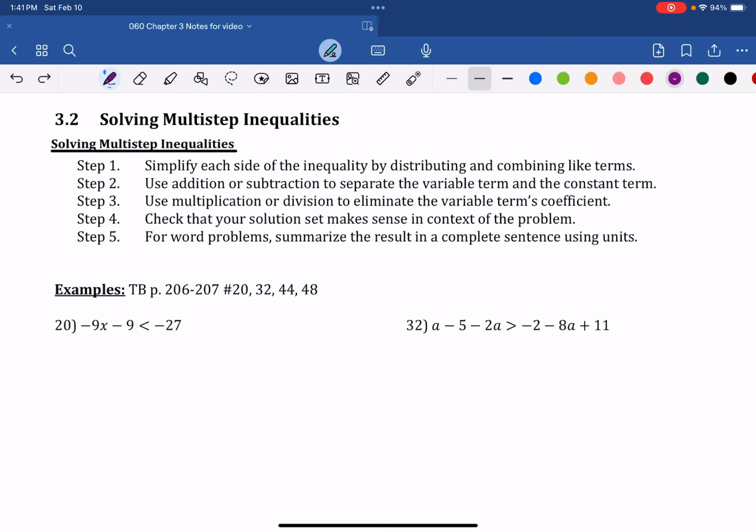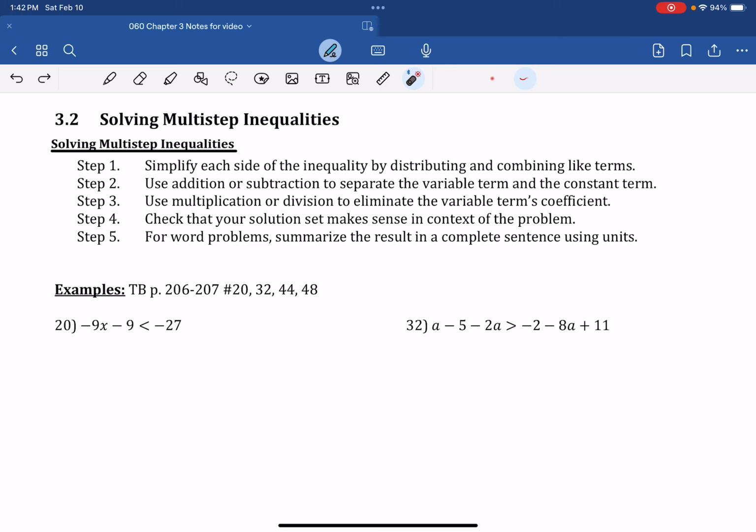In section 3.2, we're going to look at solving multi-step inequalities. The steps for solving multi-step inequalities are actually very similar to those of section 3.1 with multi-step equations. In this, we're looking at inequalities instead, but step 1 is the same. We're going to use the distributive property and combining like terms to simplify each side.